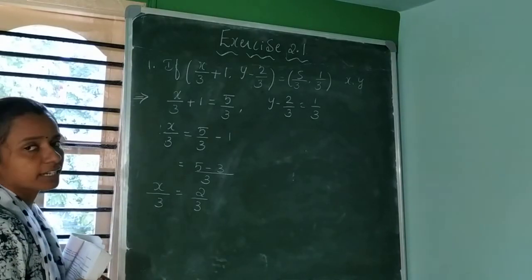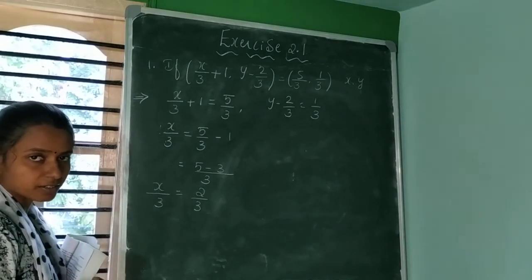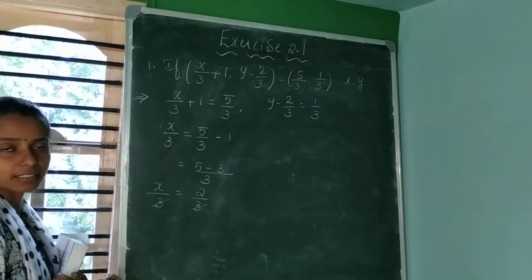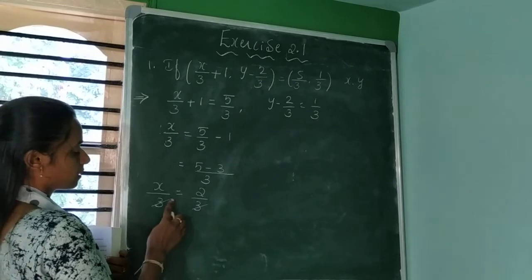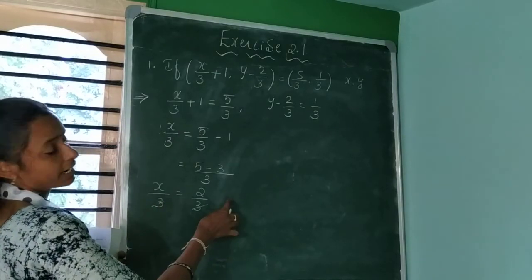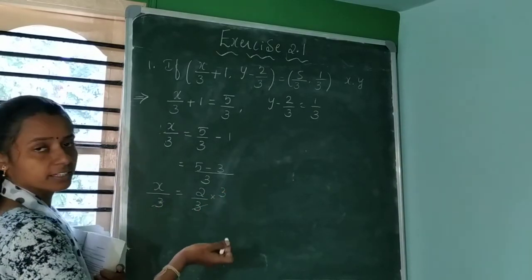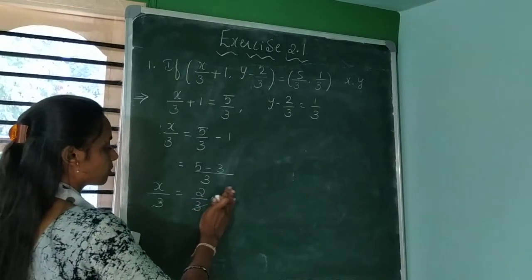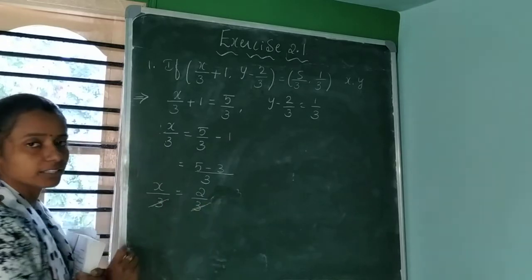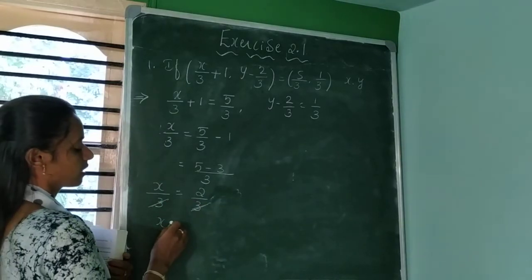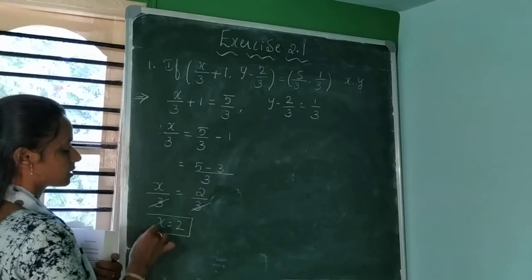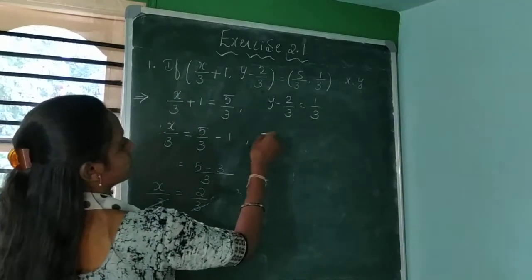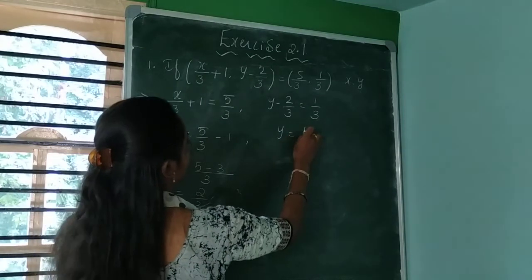As we know, in LHS and RHS, if the denominator is the same, then we just cancel out. How do we cancel? If you take this 3 to the other side, it goes to the numerator, then you can cancel out. Instead of doing that step, I just cancel out directly: the denominators get cancelled. Remaining is x equal to 2. This is the value of x. Is it clear? Next, in the same way, y is equal to 1/3.